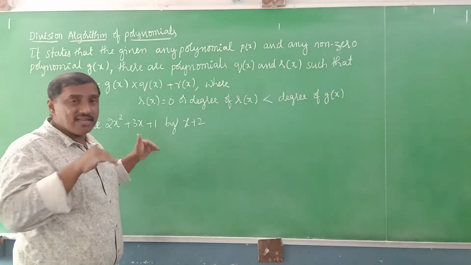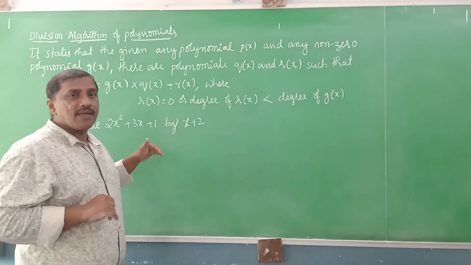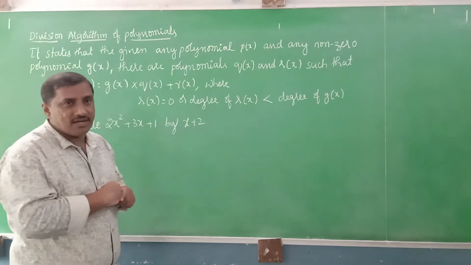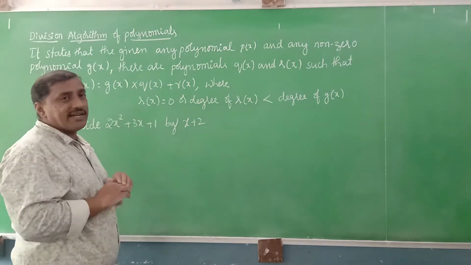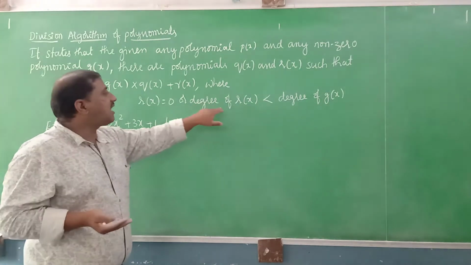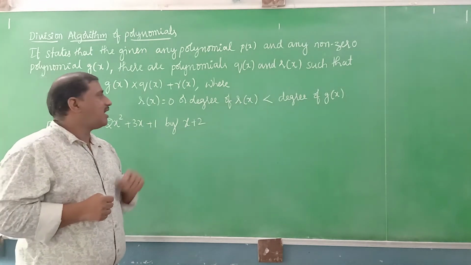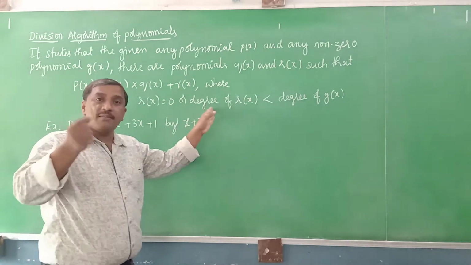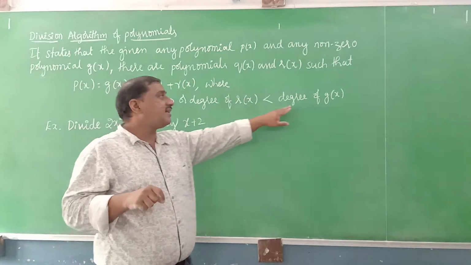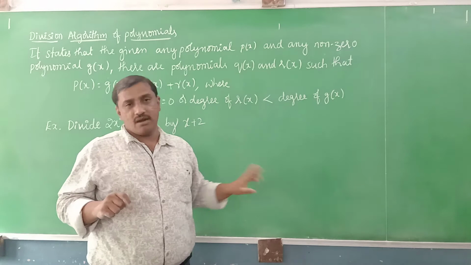The remainder is always less than the divisor in the arithmetic we have studied. But here the remainder r of x may be 0, or if it is not 0, the degree of r of x is less than the degree of g of x. That is, the degree of the remainder polynomial is less than the degree of g of x. G of x is nothing but the divisor polynomial.